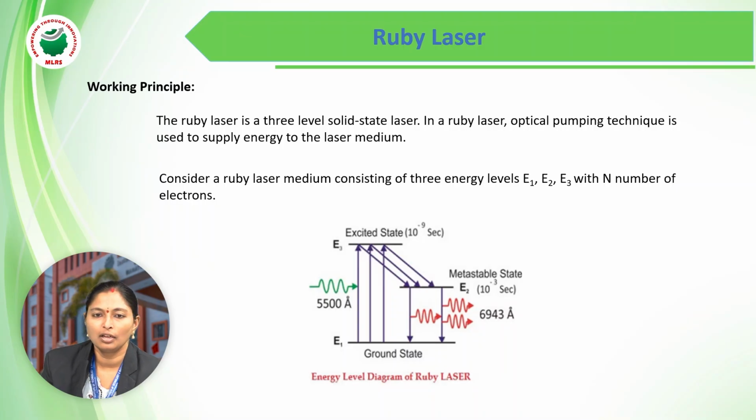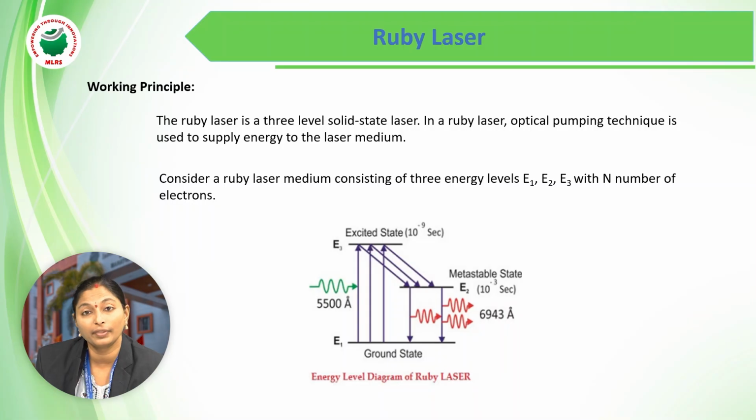How the atoms are moving from ground level to excited state, then how they can participate in the population inversion, and finally how we are getting this lasing action. Let's see here. This is the ground state, this is an excited state, and this is a metastable state. Here we are using optical pumping to supply the energy to the atoms in the ground state to move to the higher levels.